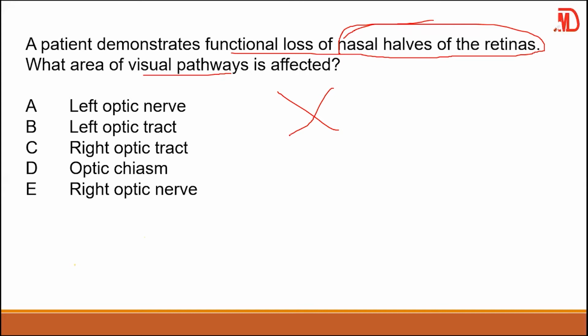The optic chiasm. So your answer is what? Is D, the optic chiasm. And some of these things are better with a diagram, but unfortunately, we don't have it here. All right. So the answer is D, optic chiasm.